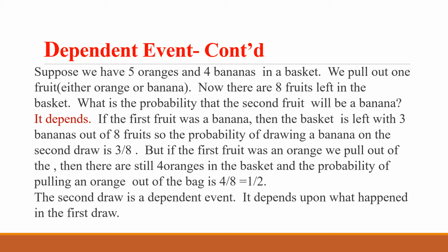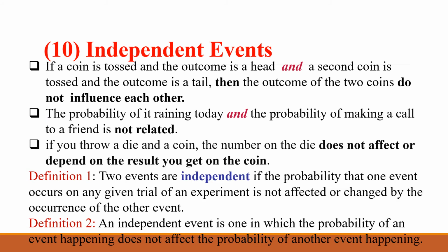Now, I've got an example of a dependent event. We're going to look at that later. Now, what are independent events? Independent events. Let me look at an example. If I'm tossing a coin, and then I'm tossing another coin later.